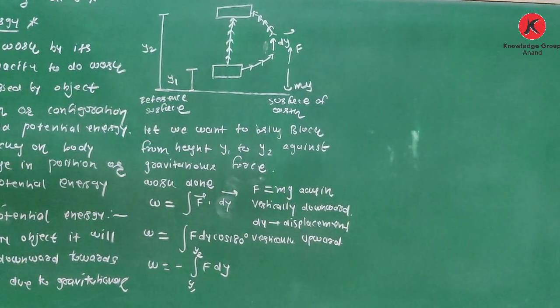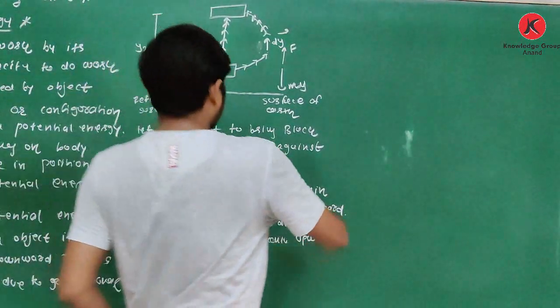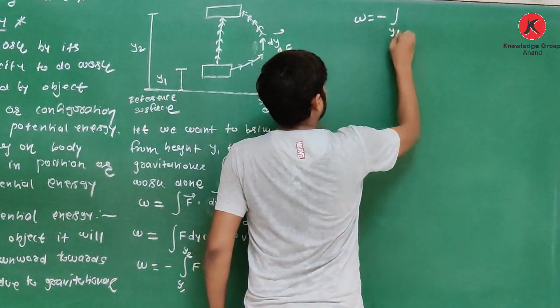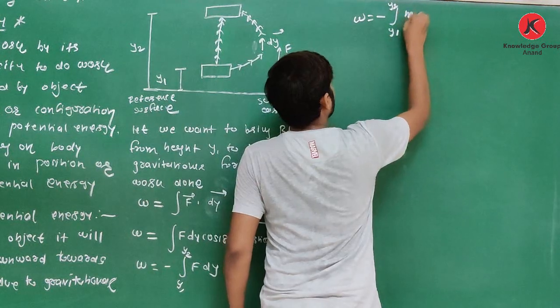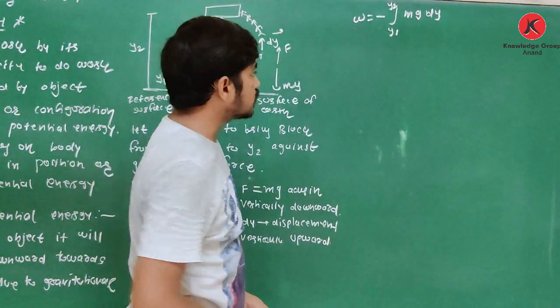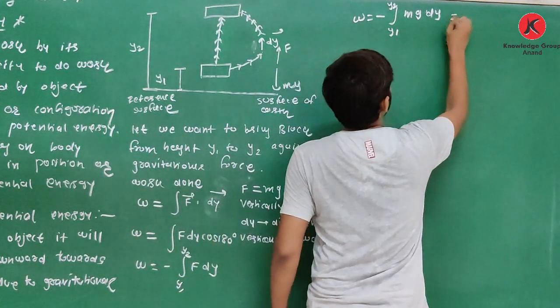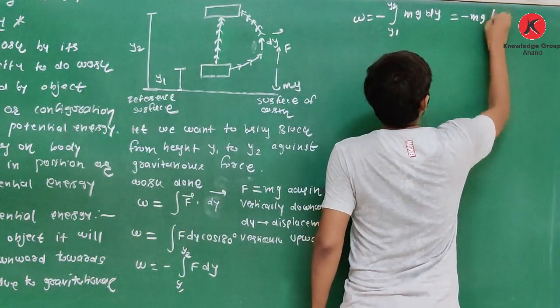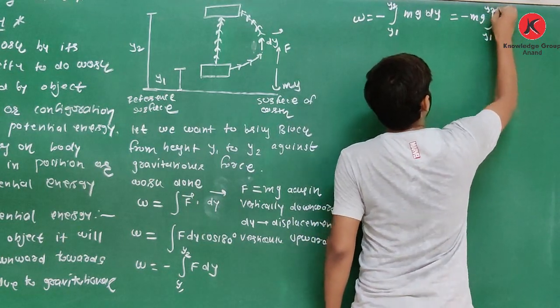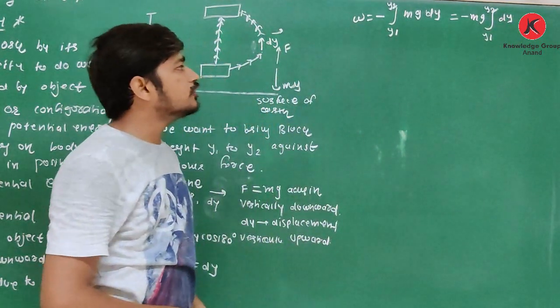Here it is. Okay, W is equal to minus integration y1 to y2 mg dy. m is constant, g is also constant, so it comes out of the integration. So it is minus mg integration dy from y1 to y2. Clear about this? Now what is the integration of dy?